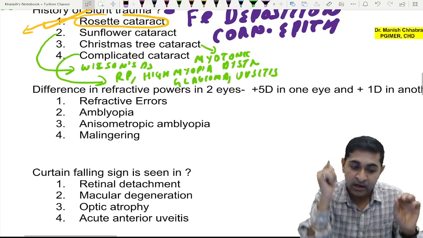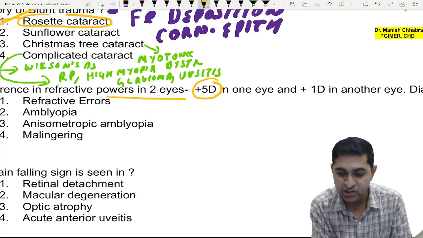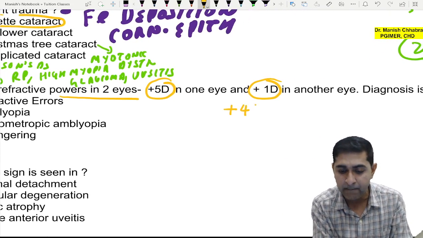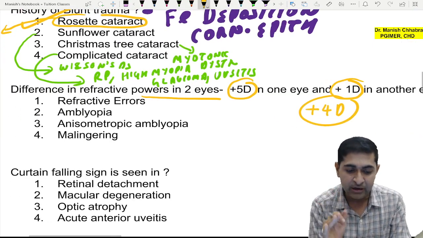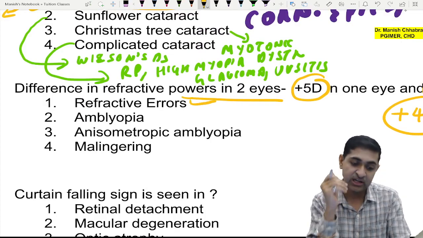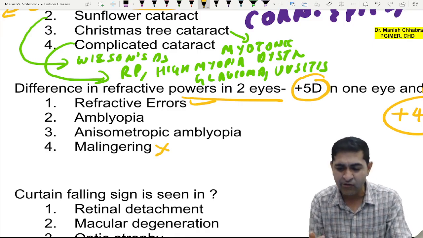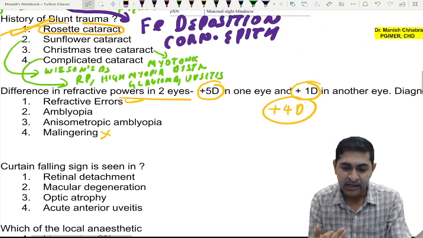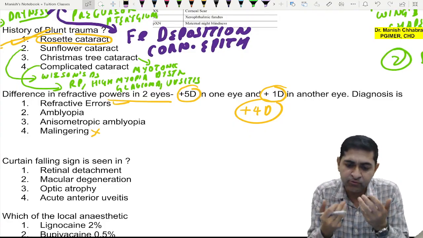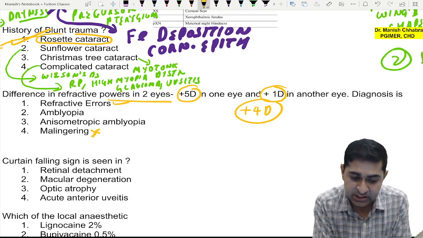Okay, done. Now next is difference in refractive power in two eyes. One is +5 diopter, another is +1 diopter. So there is a difference of nearly +4 diopter. What is your diagnosis? One option is refractive errors. Yes, there is refractive error indeed. Another option is malingering. Why malingering? When you have attained the power of two eyes, one is +5, one is +1, which you have diagnosed, so why would there be malingering? Just eliminate it. Next is anisometropic.